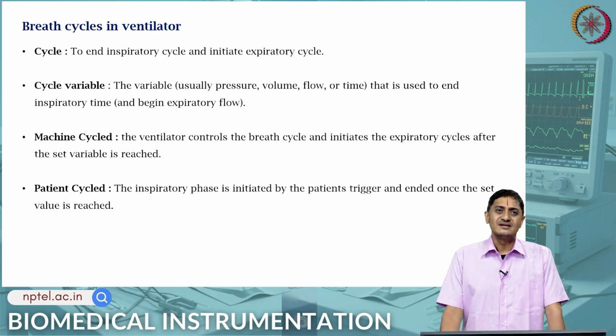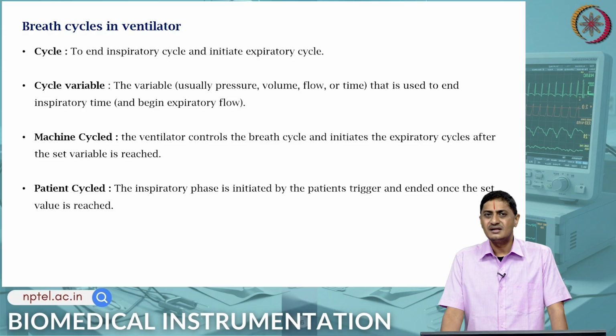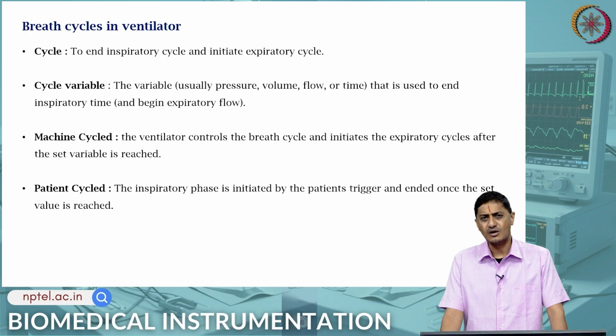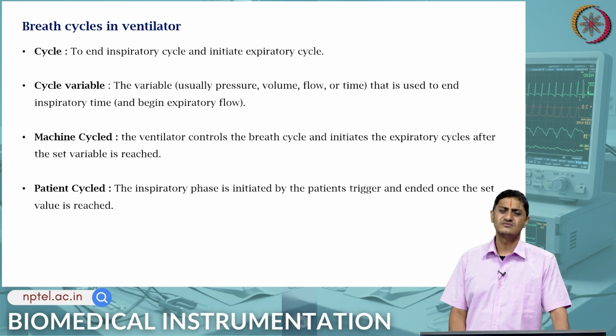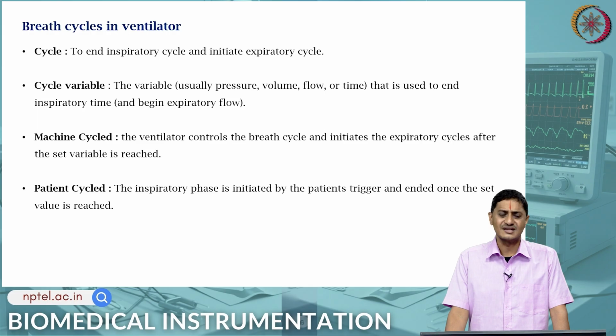And then what are the breath cycles? You are interested in ending the inspiratory cycle and then starting the expiratory cycle, but the expiratory cycle is not an active process. What is the cycle variable? Usually pressure or volume or flow or time is used to end. At what time or at what point will you end the inspiration? Some cycle variable. Then there is machine cycling.